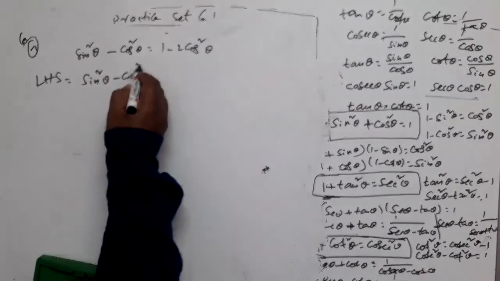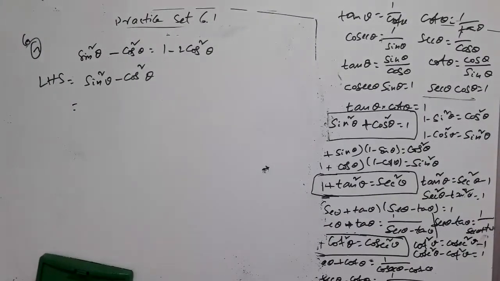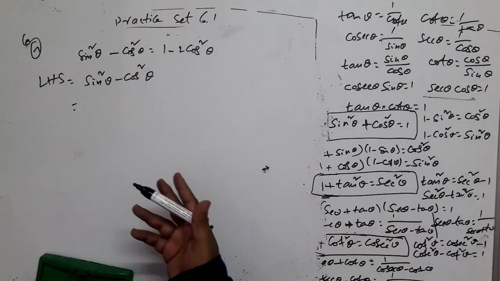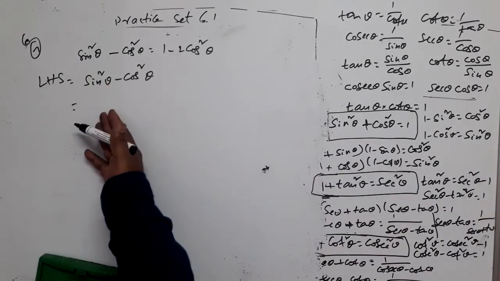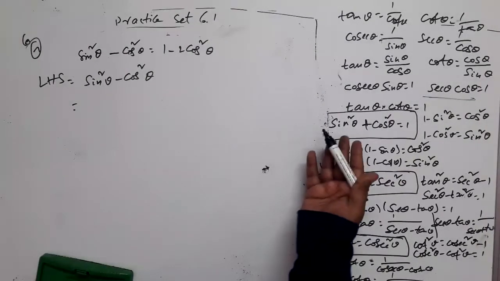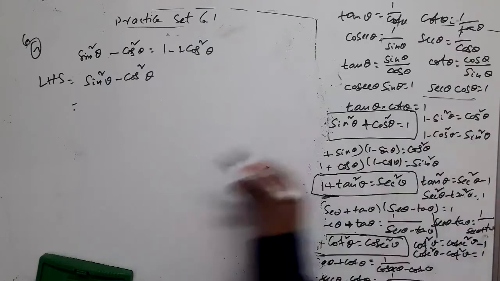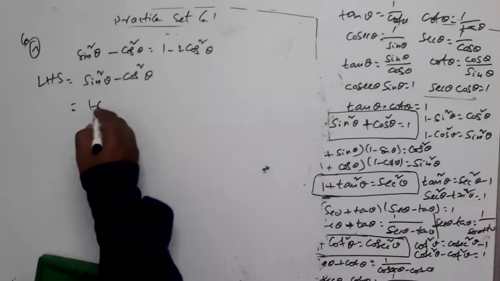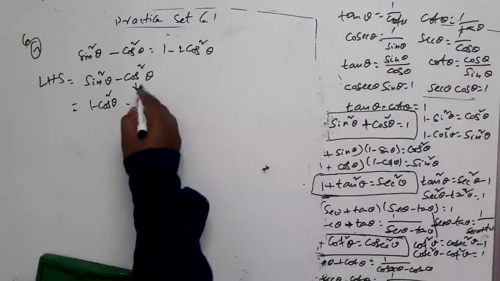LHS is this, RHS is this, right? What shall we do? Yes, we got the idea. Leave cos theta as it is. Convert sine theta. What is the relation between sine and cos we have? Yes, first identity. Sine square theta plus cos square theta is 1. So in the place of sine square theta, I can write 1 minus cos square theta. So I am writing 1 minus cos square theta. I am leaving it as it is.